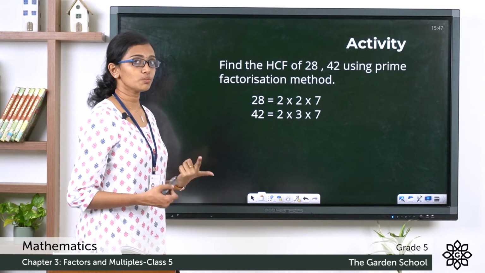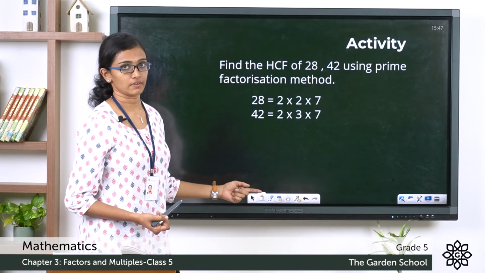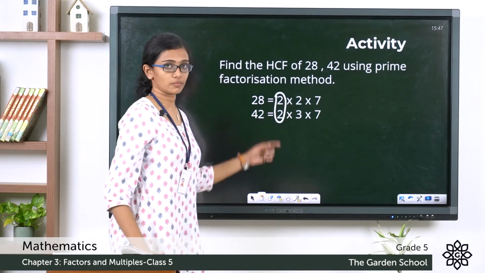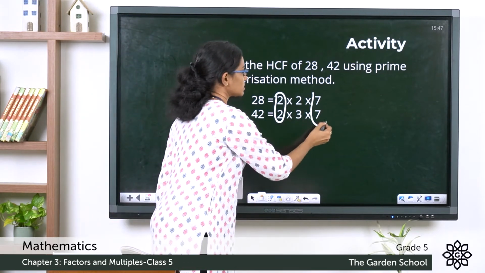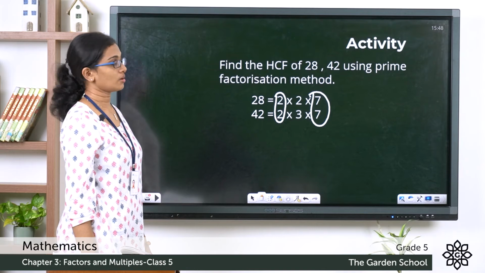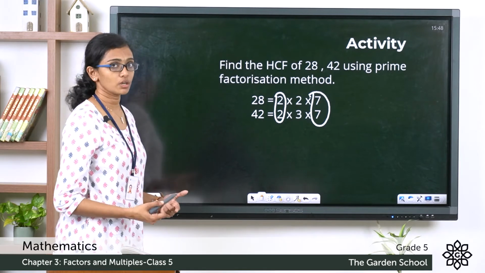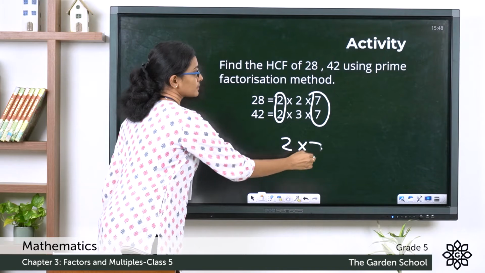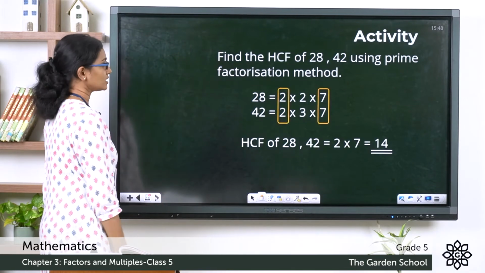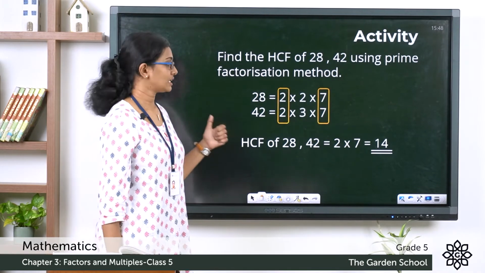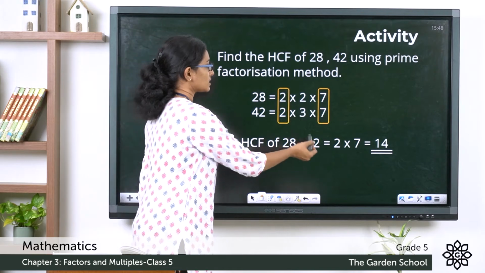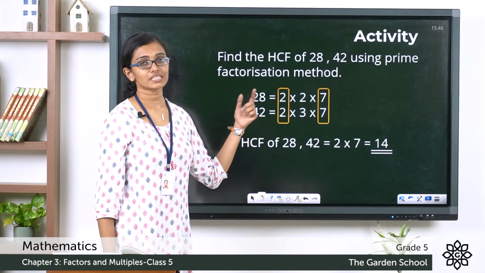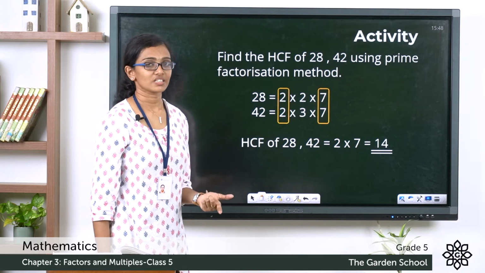We have to group together the common prime factors for these two numbers. So, this 2 is common to both these numbers, and this 7 is also common to both. Now, we take one from each group and multiply the factors together, and the product will be the HCF. So, here it is 2 into 7, 14. So, HCF of 28 and 42 is 14. I hope your answer is correct.